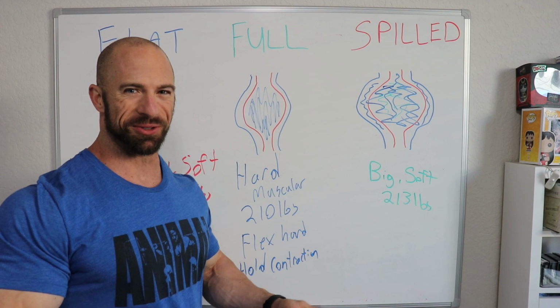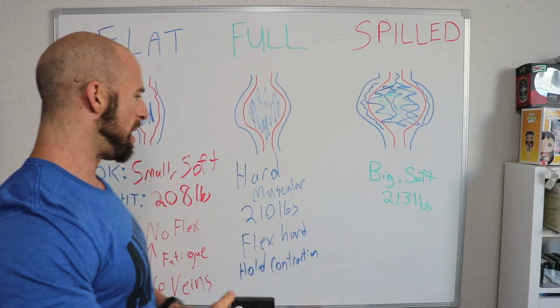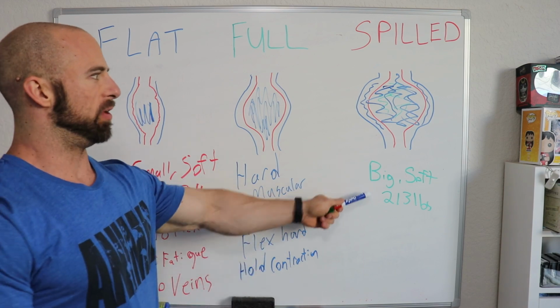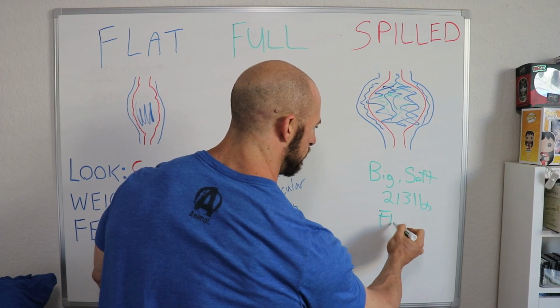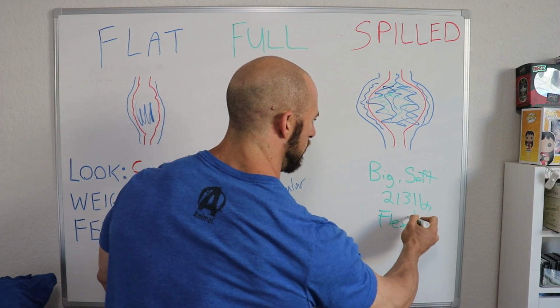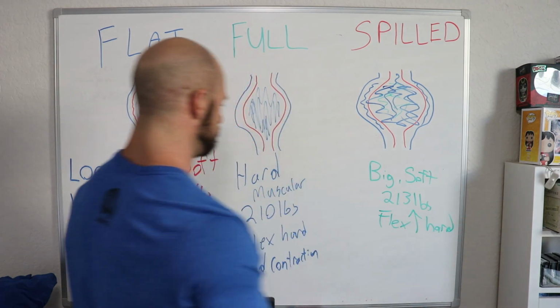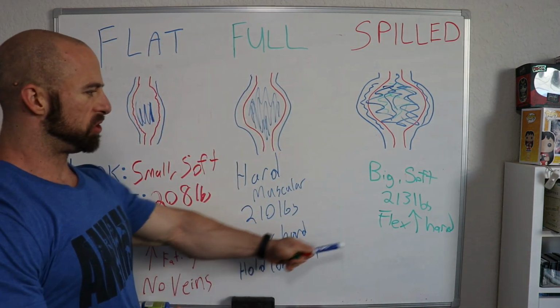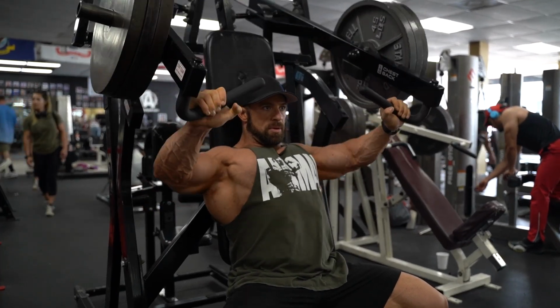You can't see your ankles, right? That's when you're really spilled over and having edema occur from electrolyte imbalances. How would this feel? Well, you're probably going to be able to flex really hard. Increased hardness. And of course you're going to be able to hold the contraction really well too.